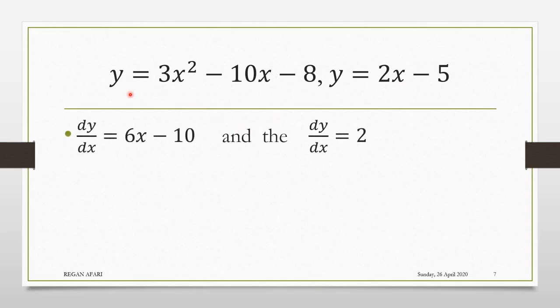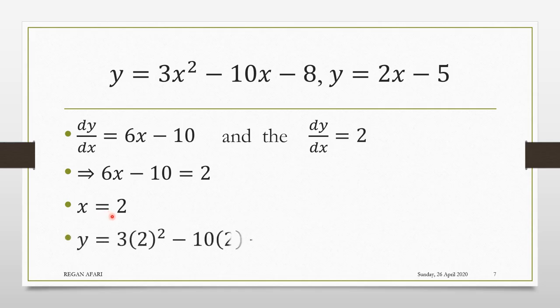So when we differentiate the curve, we have 6x minus 10, and the derivative of this line is 2. So we will equate them, and then we will get 6x minus 10 equals 2. Then we solve for x. x will be equal to 2. All right? So we would need to find the y value.